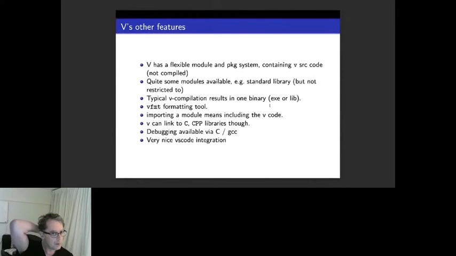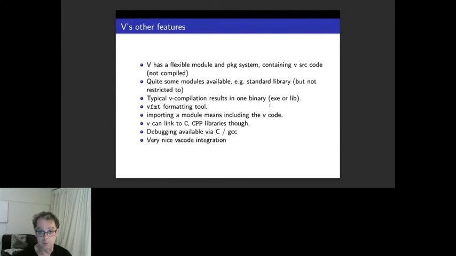V has a very flexible module and package system containing V source code. And this package system doesn't contain compiled code, but just V source code. So when you do a compilation and you use extra modules, this V code is included within the compilation, and it results in just one binary, either an executable or a library. V also includes a standard formatting tool, so all code can be formatted uniformly.